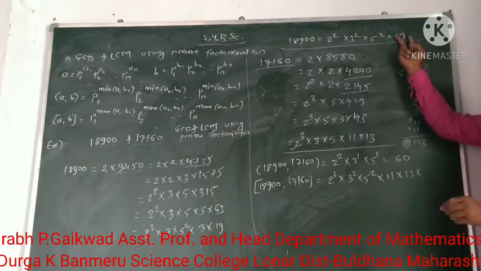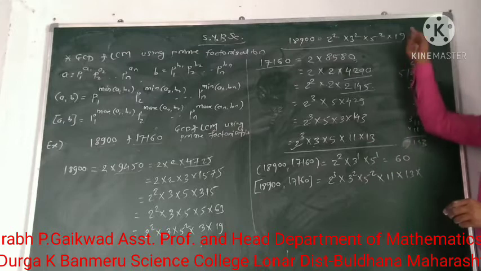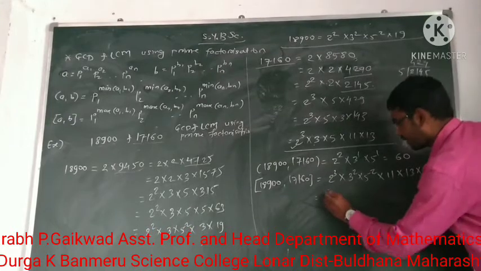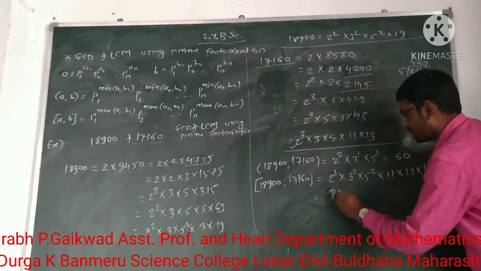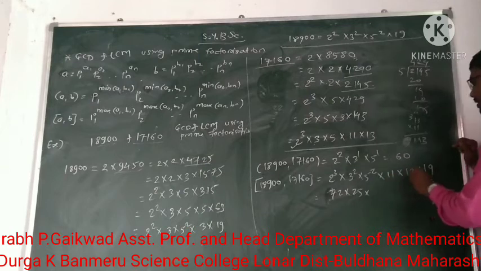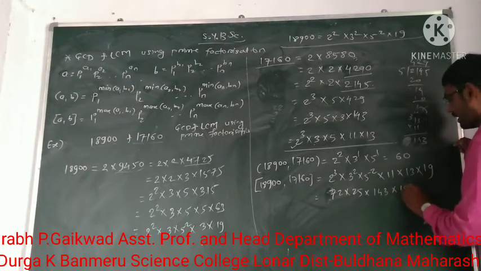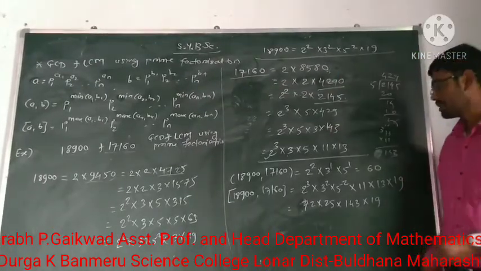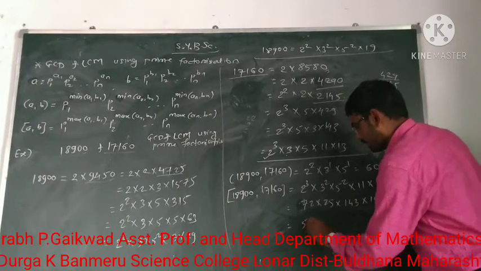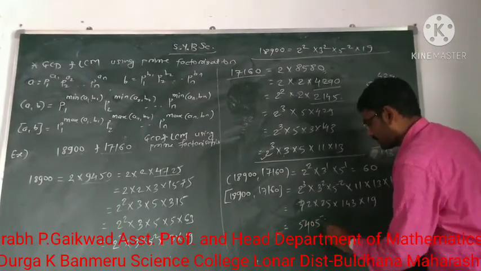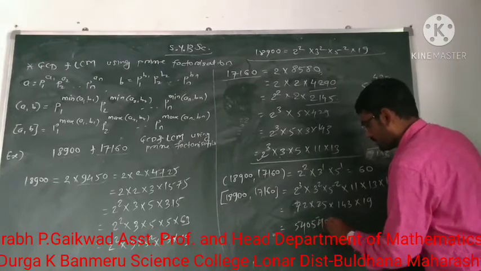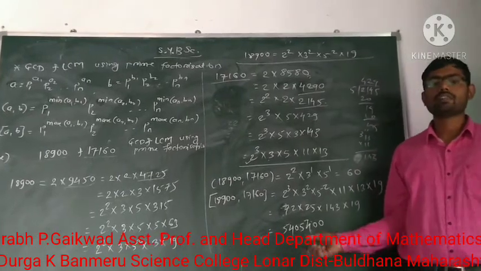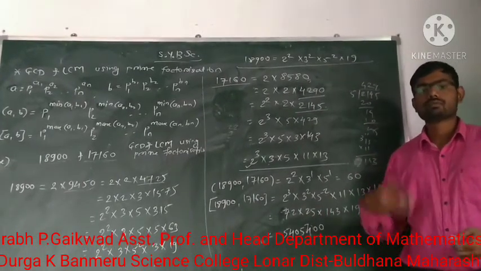Here the power of 19 is 1, there is no 19. So the power of 19 is 1, which is the highest. So 19. So 2 cube is 8, 3 square is 9, so 72 into 25 into 11 times 13, which is 143, into 19. This is the LCM of these two numbers. You can check this number is equal to 5405400. This is the application of GCD and LCM using prime factorization.